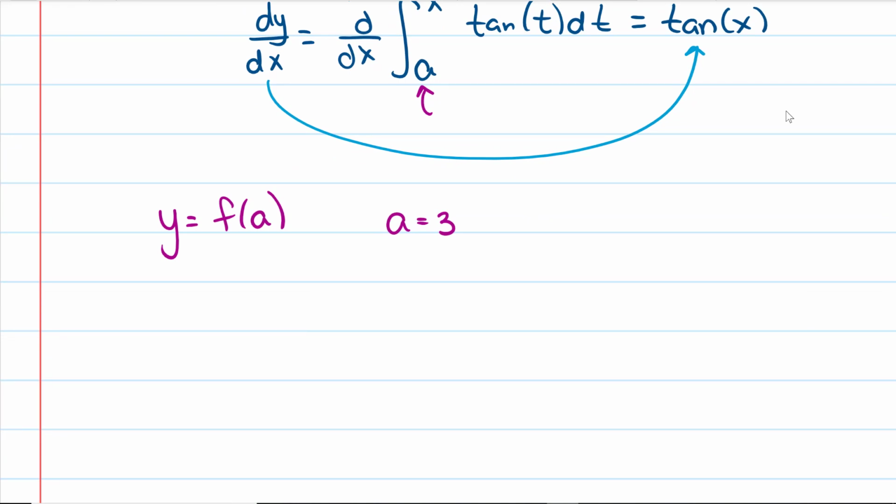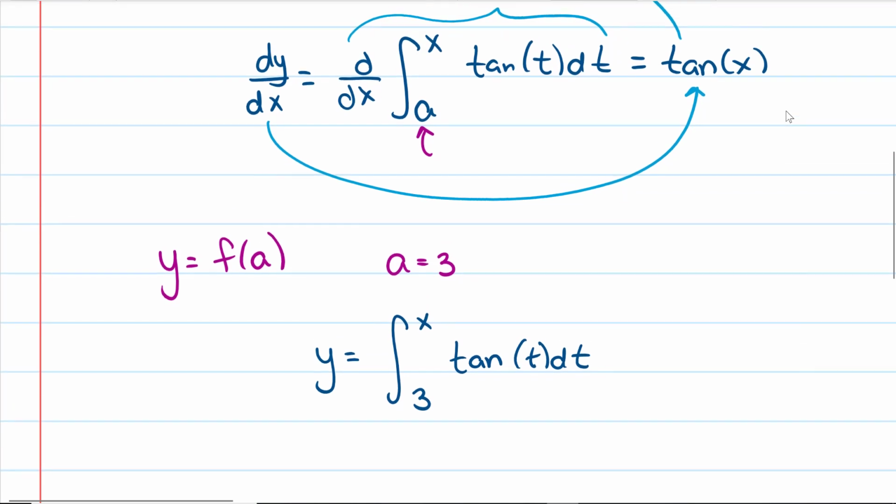So I get that y is equal to the integral from 3 to x of tangent t dt. What I did here is I got rid of the derivative, and I'm just keeping the integral. This is what y is equal to. If I got rid of the d dx on both sides, I'm left with y and then the integral.